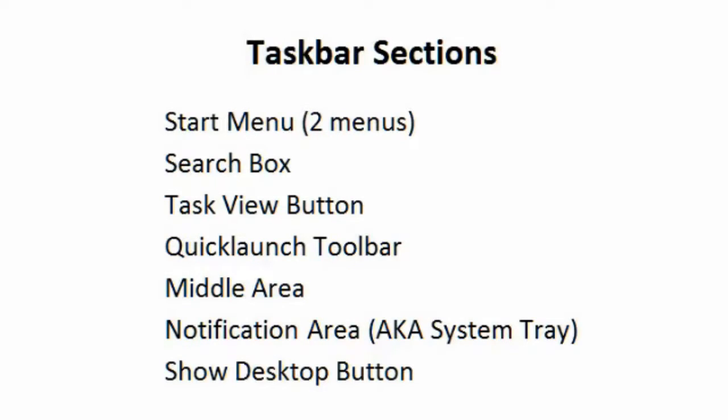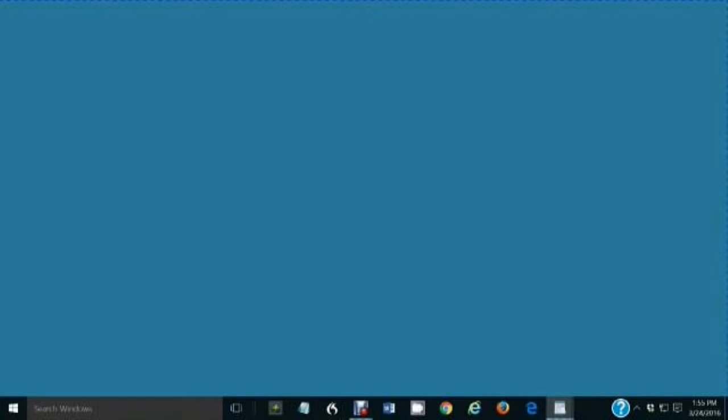These are the sections of the taskbar. They are described more fully in later videos. The taskbar is normally at the bottom of the desktop, but you can drag it to any other edge.